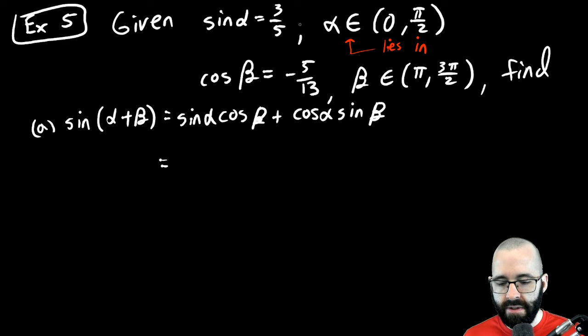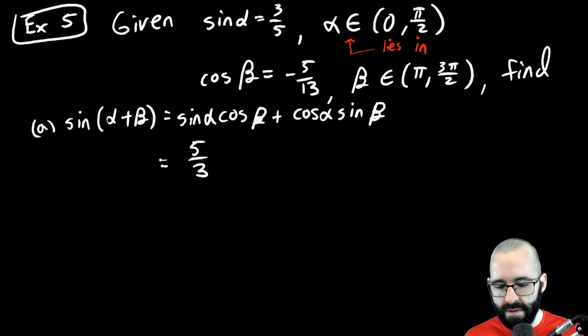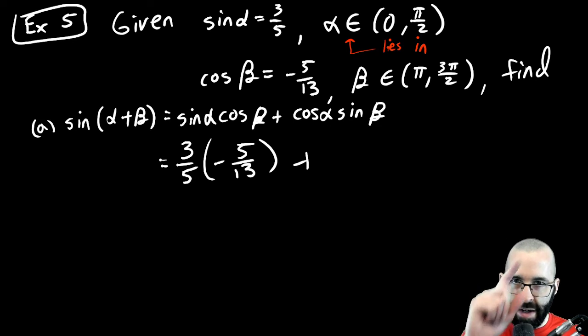We know that sine of alpha is 3/5. We know that cosine of beta is negative 5/13. Plus the cosine of alpha. We don't know the cosine of alpha. It didn't tell us. But we can find it.